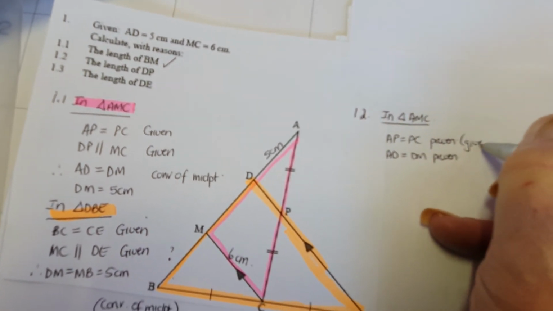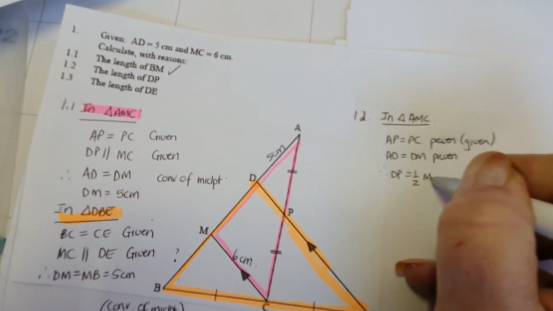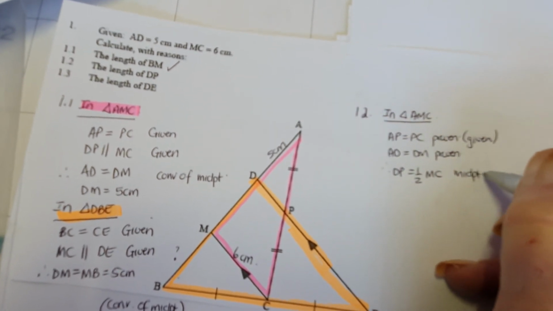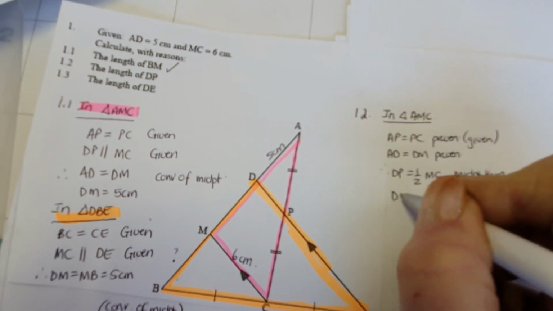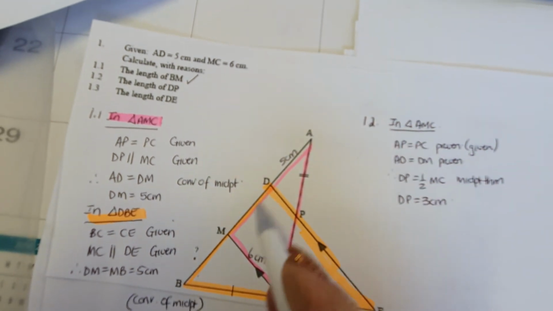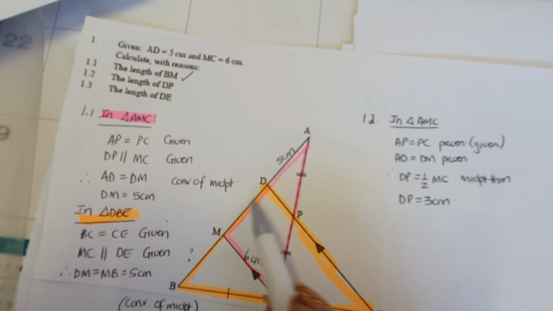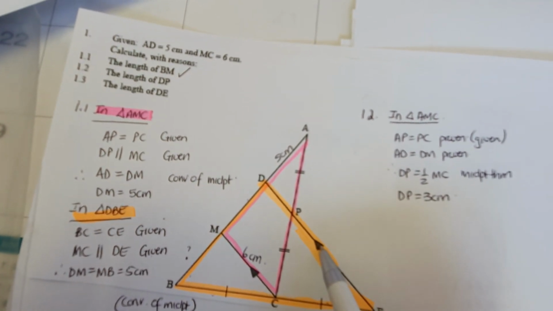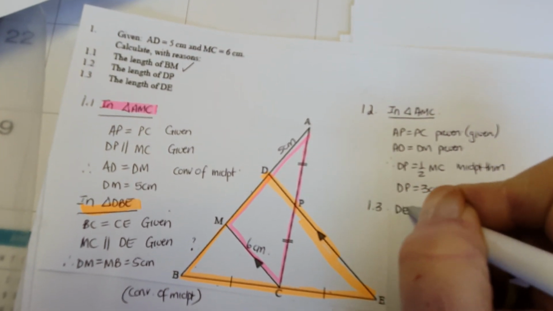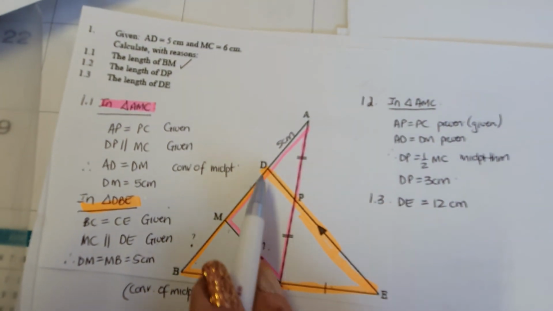We could just say given again here. Therefore DP is a half of MC, midpoint theorem. And DP will then be 3 centimeters. And then similarly, if you look at the orange triangle again, that's equal to that. We proved that's equal to that. That's parallel to that. More than enough information to tell me that DE, so for 1.3, DE will equal 12 centimeters, because remember, MC is a half of DE.